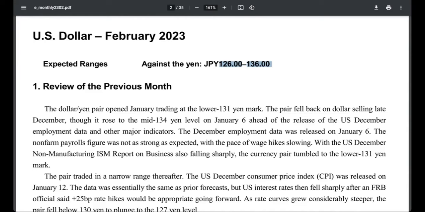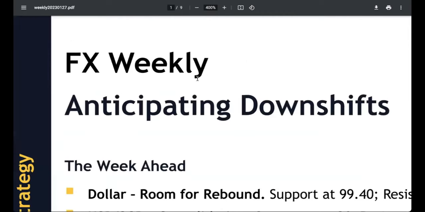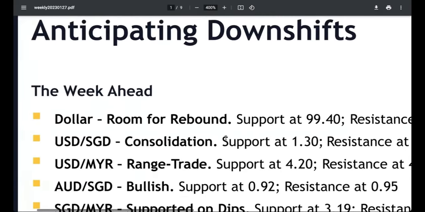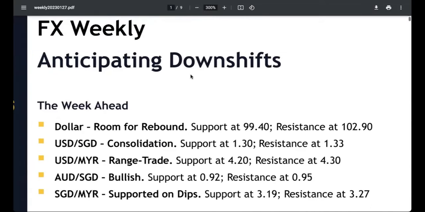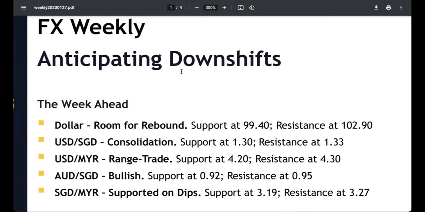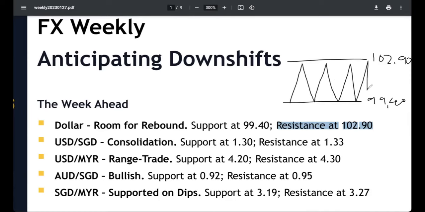But either way, you're looking for highs and lows of fair value auctions. We go to, for example, FX Weekly from Maybank. They don't really update their analysis as frequently now, but if you go back to their past analysis, you can see where they've got support at 99.40 and resistance at 102 for the dollar. They're saying that the auction is between 99.40, which is down here, and 102. So they're telling you where expensive is and where bargains are.